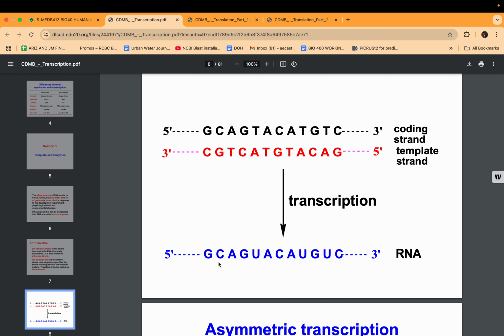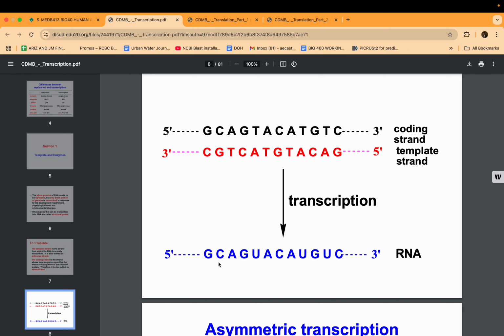The coding strand, on the other hand, since at this planar view, if the RNA polymerase will read this part of the gene from the 3' end of the template strand to the 5' end, it will be able to transcribe it. But the coding strand, on the other hand, starts with 5', so the RNA polymerase will not be able to use it as a template.